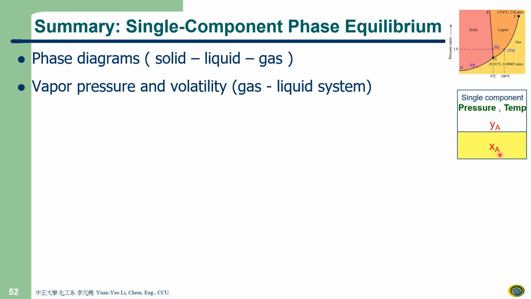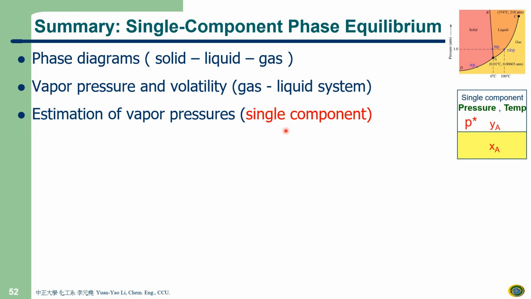The important thing in the gas-liquid system is what we want to know, the vapor pressure. Another way to describe vapor pressure is volatility. If you have a high vapor pressure, that means the volatility will be high. If you have low volatility, that means the vapor pressure will be low. Once we knew the relationship between the volatility and the vapor pressure, we started to learn how to estimate the vapor pressure for a single component.